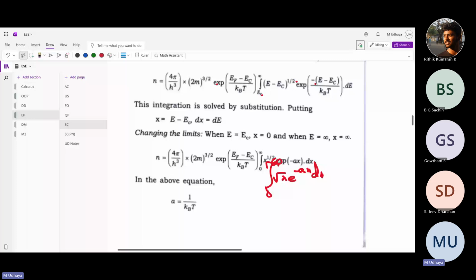The answer is simply root pi by 2a power 3 by 2. Just remember it, right? Root pi by 2a power 3 by 2. In this case, a is just 1 by kt. So you substitute 1 by kt there, and it becomes kt power 3 by 2 in the denominator. That's it. And root pi by 2 is already there.